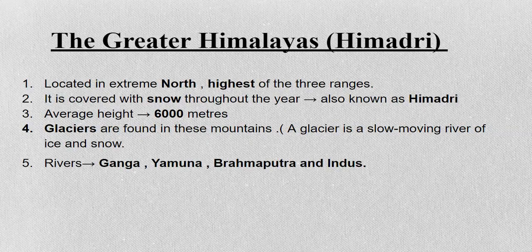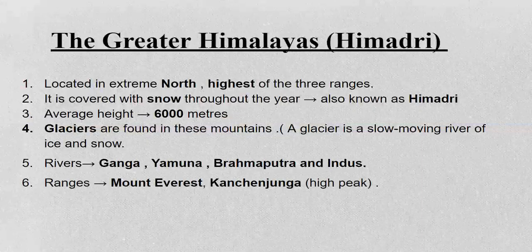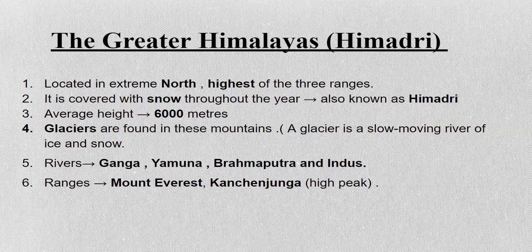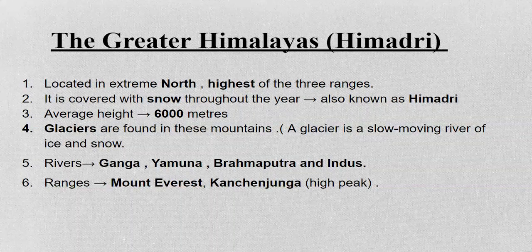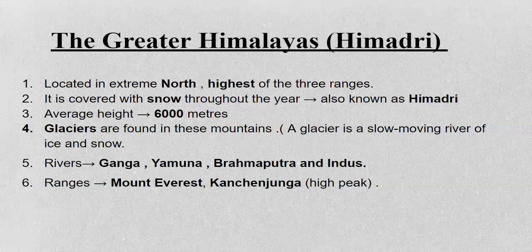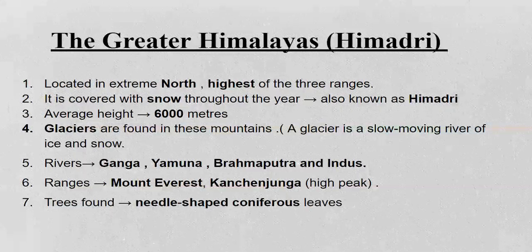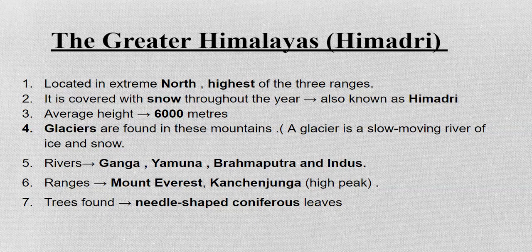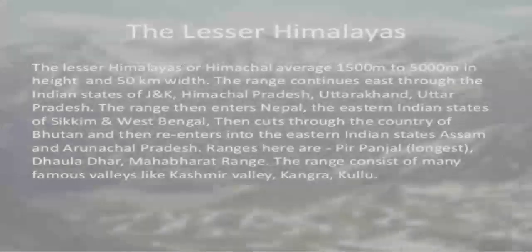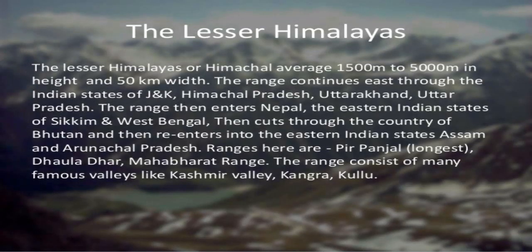Now, the Greater Himalayas include rivers like Ganga, Yamuna, Brahmaputra, and Indus. It includes Mount Everest and Kanchenjunga, which is the highest peak of the Greater Himalayas. The trees found in Himadri are needle shaped coniferous leaves. Let's move further. Now, these are the facts about the Lesser Himalayas which you have to read at home at least 2-3 times.